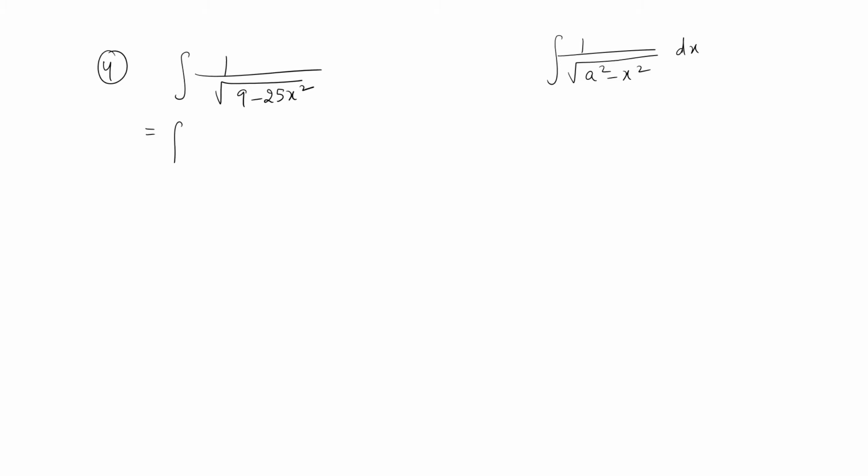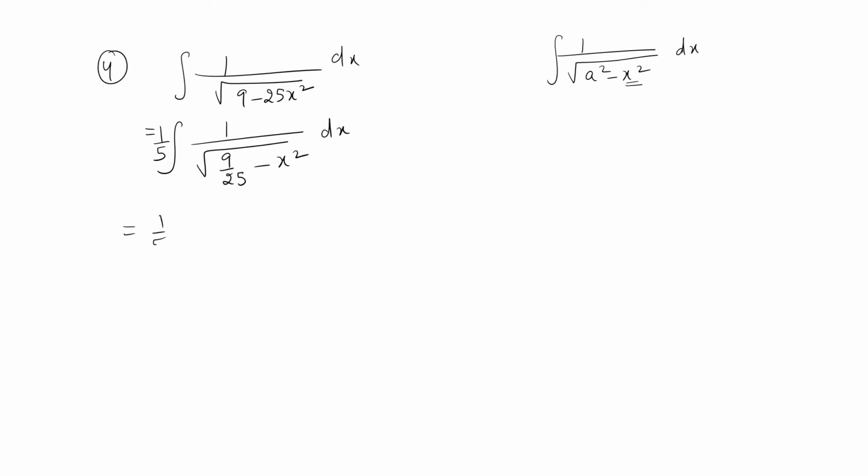In the next question, I'm going to take question number 4, 1 upon root 9 minus 25x square. Definitely it is of the form a square minus x square type. But I very well know that this x should be free from any multiples. So the first thing is to take this 25 out, which will come as 1 by 5. So my question will change to 1 upon root 9 by 25 minus x square dx.